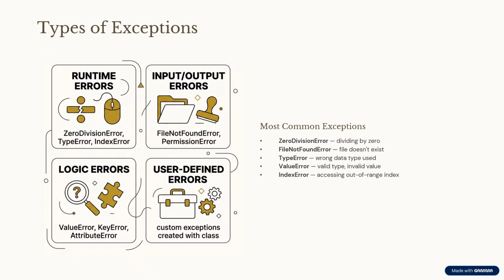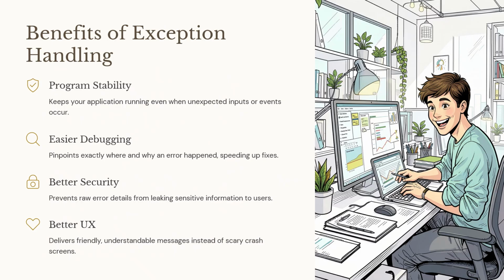And the next slide is benefits of exception handling. It increases program stability. It helps in easier debugging by identifying errors clearly. It improves security by hiding sensitive details. It gives a better user experience with a simple and understandable error message. So, exception handling is an important part of writing professional Python programs.